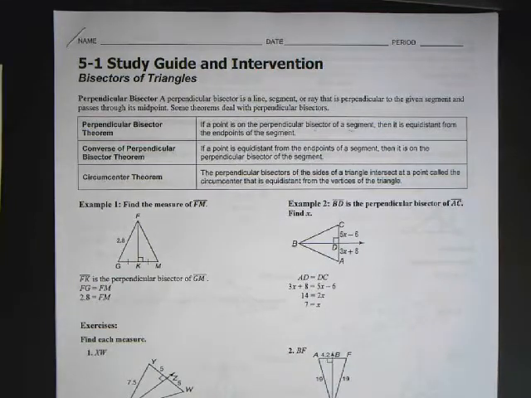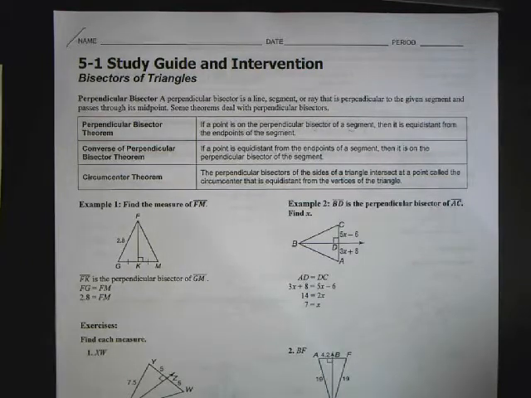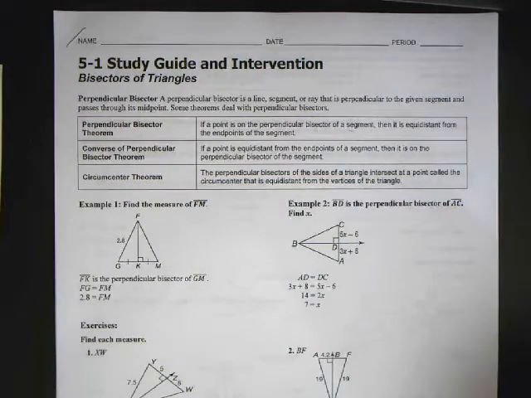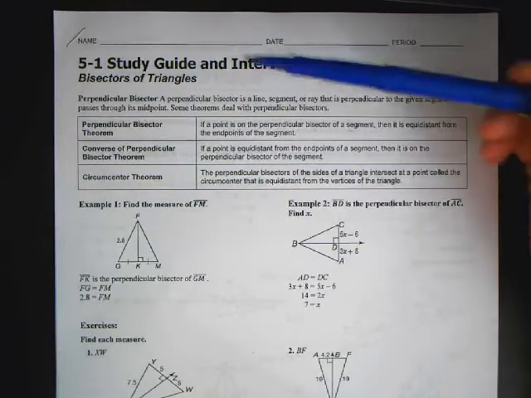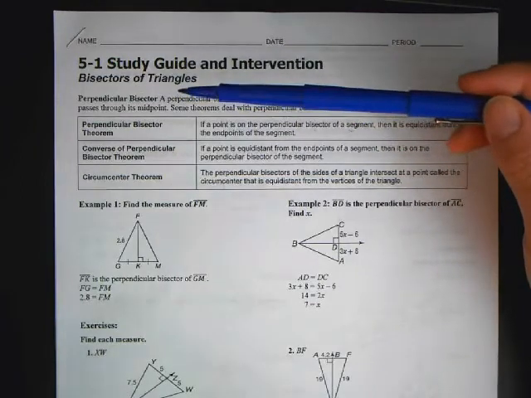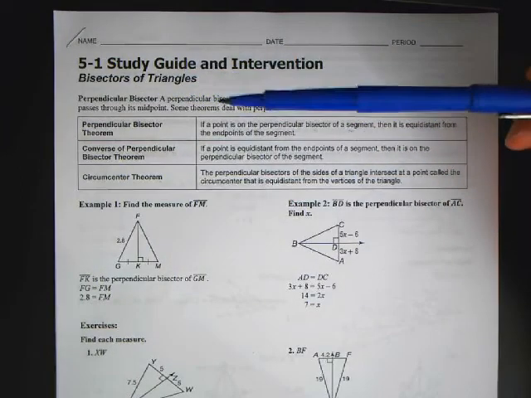All right, here we go with chapter 5. The first section is about bisectors of triangles. So we're going to talk about a few different things. We've got perpendicular bisectors and also angle bisectors.